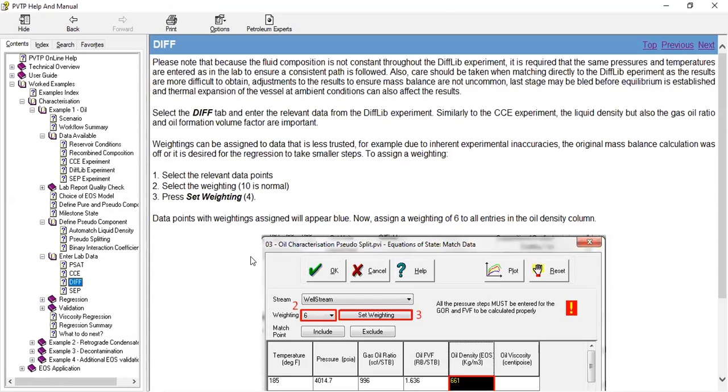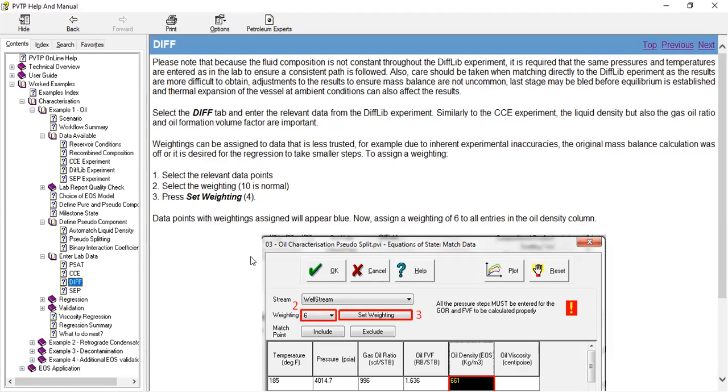Okay, differential liberation. Please note that because the fluid composition is not constant throughout the differential liberation experiment, it is required that the same pressures and temperatures are entered as in the lab to ensure a consistent path is followed. Also, care should be taken when matching directly to the diff lab experiment, as the results are more difficult to obtain. Adjustments to the results to ensure mass balance are not uncommon.